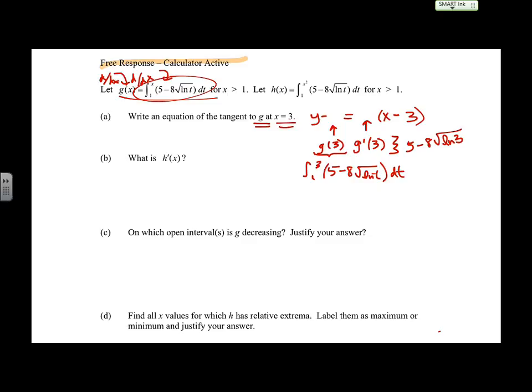And to make things a little nicer, I'm just going to say y minus the integral from 1 to 3 of 5 minus 8 square root of ln of t dt equals 5 minus 8 ln of 3. Oh, I forgot my square root term. X minus. Plug and chug that puppy into your calculator.